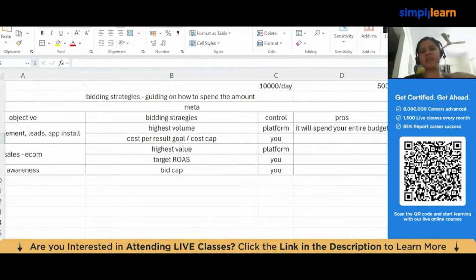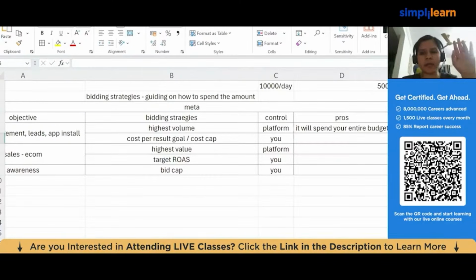Now Meta won't just give priority to those brands who are bidding well. Meta will also see how great they have created their campaign, what is their communication, how is their target audience. They'll check the entire campaign as well. So your campaign should be good, and the bid that you're doing should also be good. Now when you choose the highest volume bidding strategy, you have just told Meta, I want as many leads as possible, right?